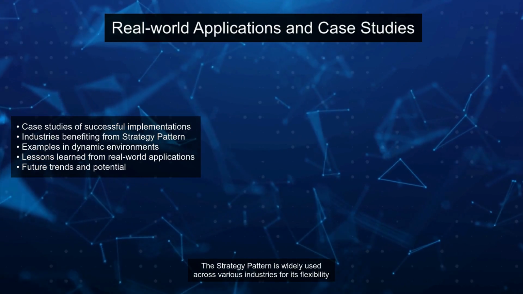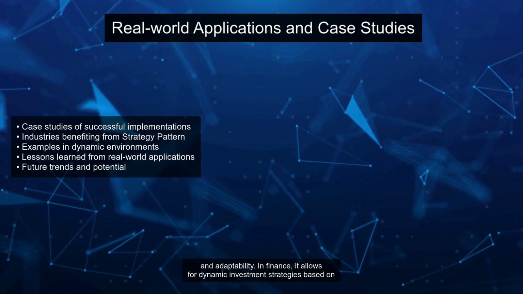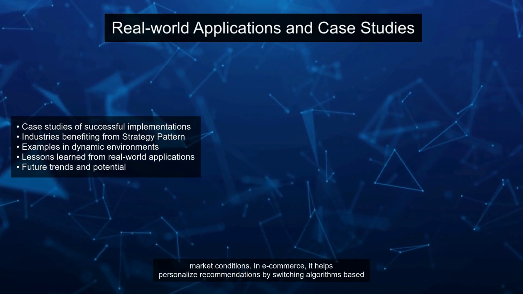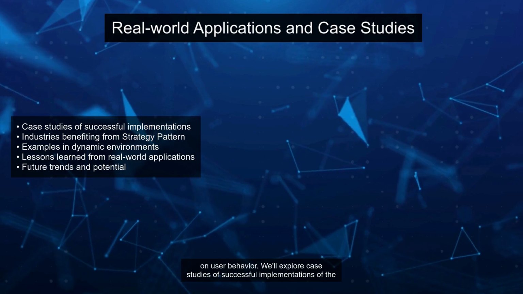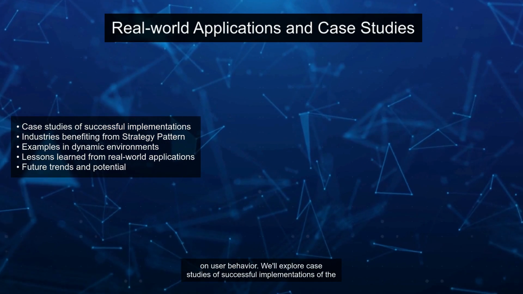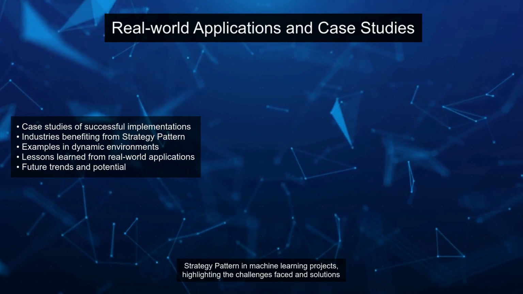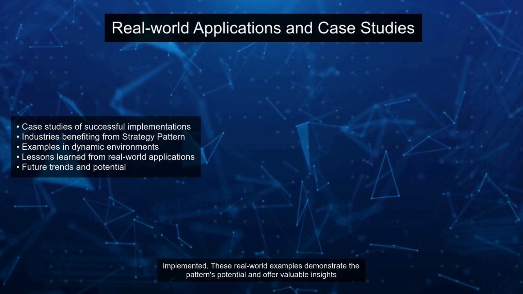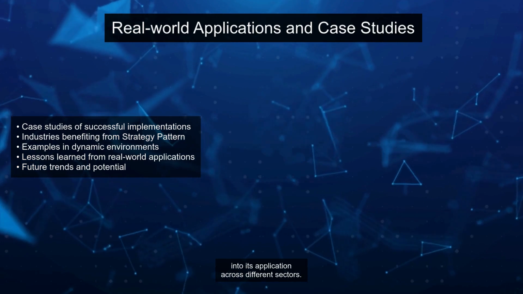The strategy pattern is widely used across various industries for its flexibility and adaptability. In finance, it allows for dynamic investment strategies based on market conditions. In e-commerce, it helps personalize recommendations by switching algorithms based on user behavior. We'll explore case studies of successful implementations of the strategy pattern in machine learning projects, highlighting the challenges faced and solutions implemented. These real-world examples demonstrate the pattern's potential and offer valuable insights into its application across different sectors.